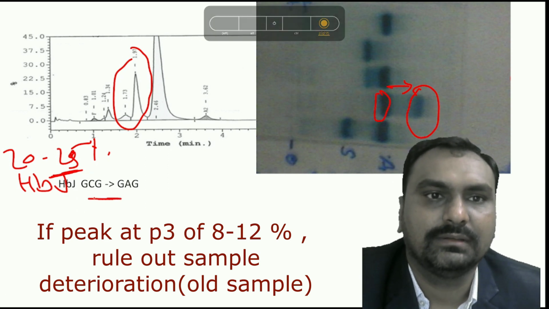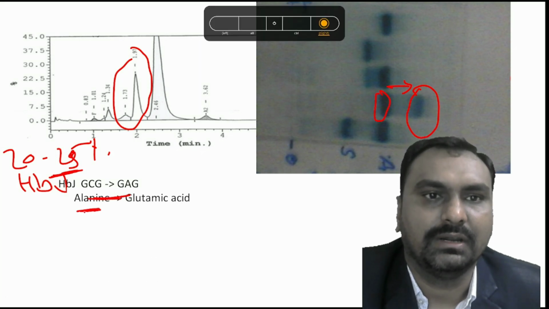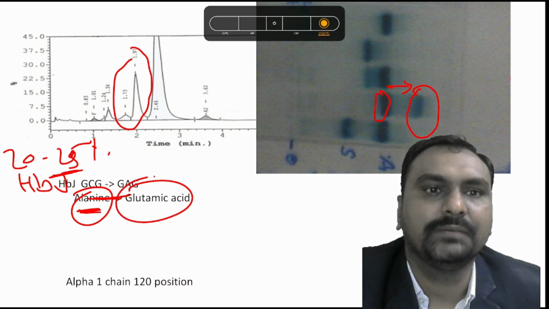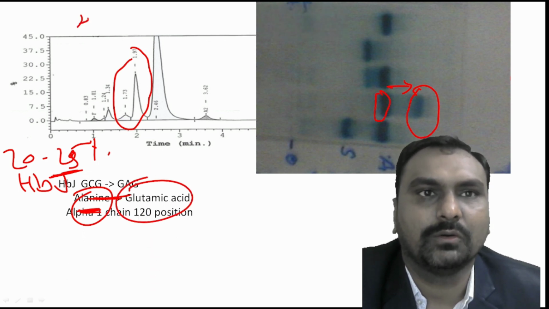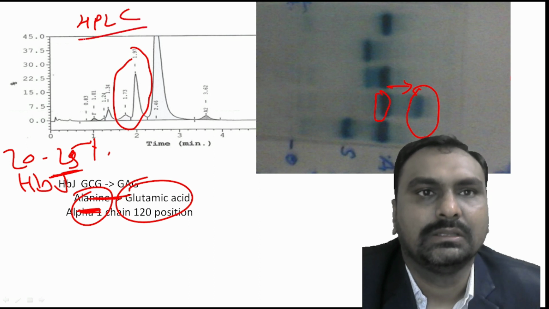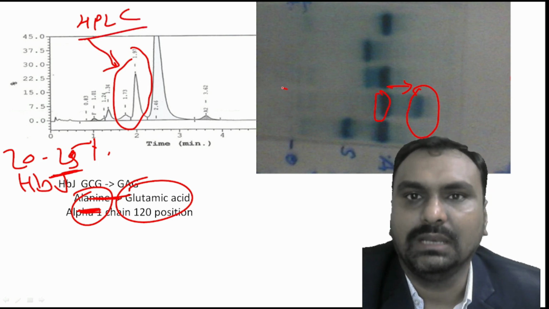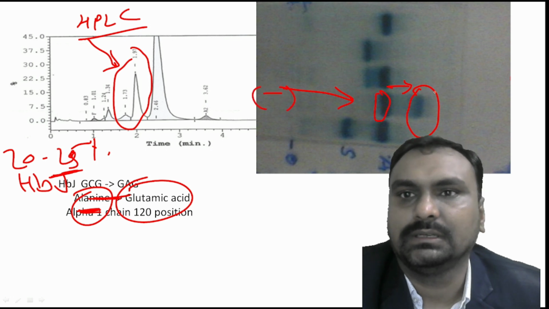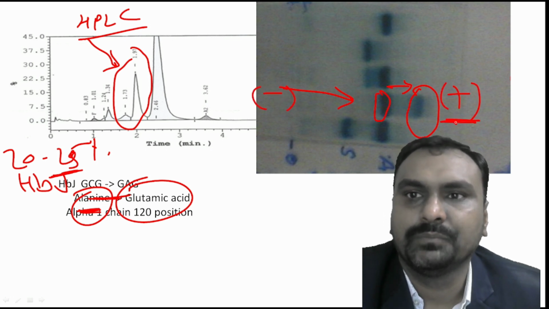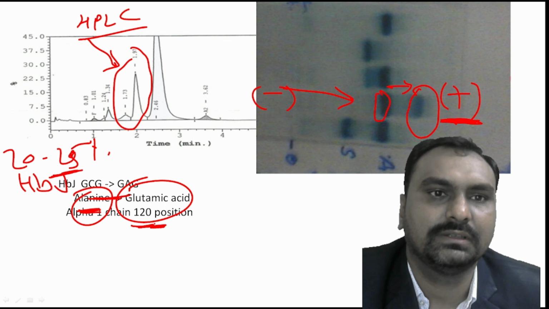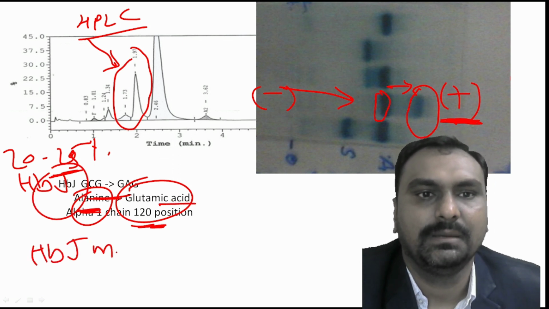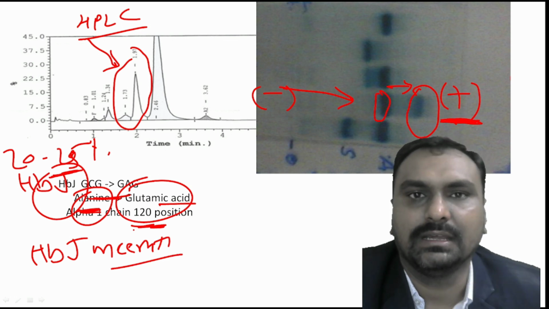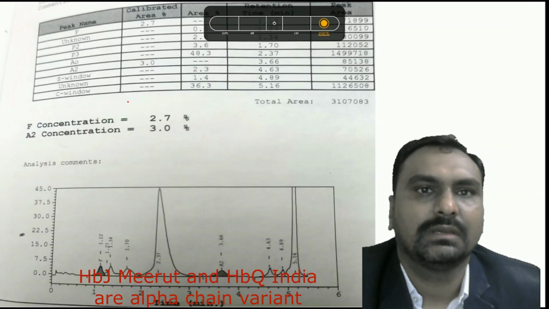Why so? Because at codon 120, alanine is replaced by glutamic acid, which is negatively charged. In HPLC the column is negatively charged, so it will elute faster. In electrophoresis also, because it is a negative charge, it will migrate towards the anode. So at the 120 position, alanine is replaced by glutamic acid in case of HbJ Meerut. As such, clinically it is a silent condition.